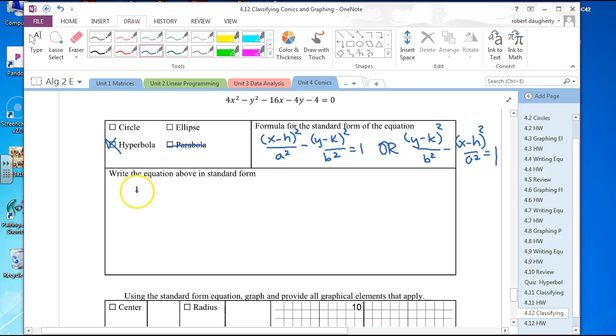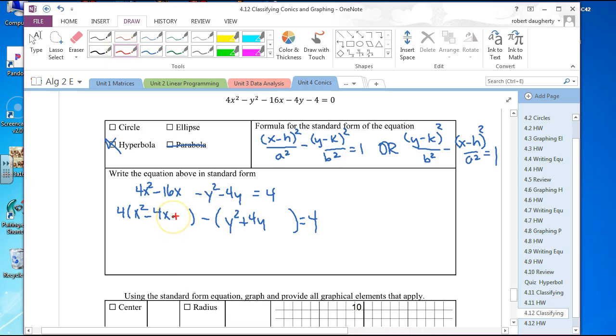So let's gather like terms. So 4x squared minus 16x minus y squared minus 4y equal 4. Move that constant to the other side. Now we'll complete the square in both variables. So factor out a 4, and what do you get? x squared minus what? 4x. Factor out a negative 1. This is y squared plus 4y equal 4.